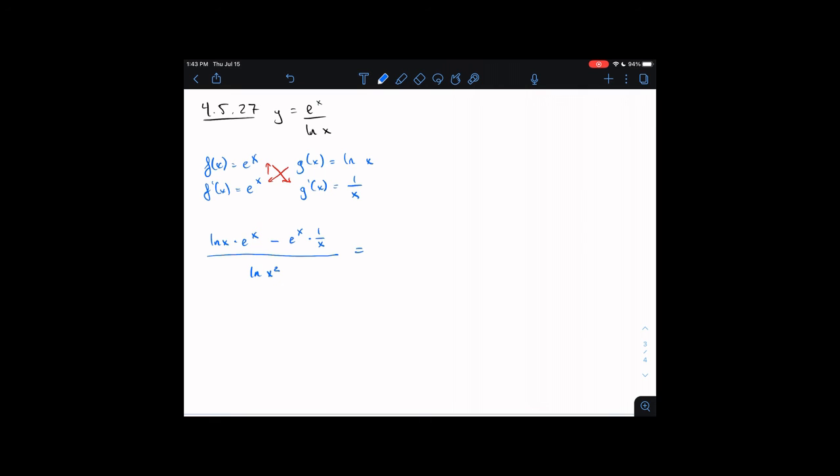So we'll pull out an e to the x to make it look nice. And here we have natural log of x minus 1 over x. And then on the bottom, I should be careful when I write this. On the bottom we have natural log of x squared. When I don't write those parentheses there, I'm saying this is the natural log of the number x squared. That means I can pull the 2 out in front of the natural log. But I'm not really squaring the number inside of the natural log. I'm squaring the whole function itself. So those parentheses are very important there.